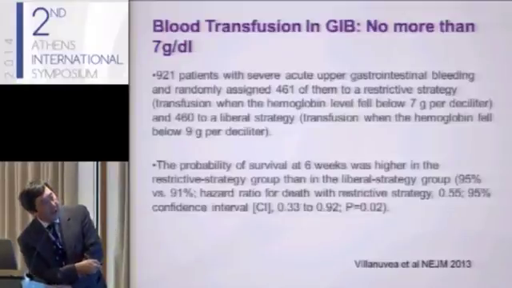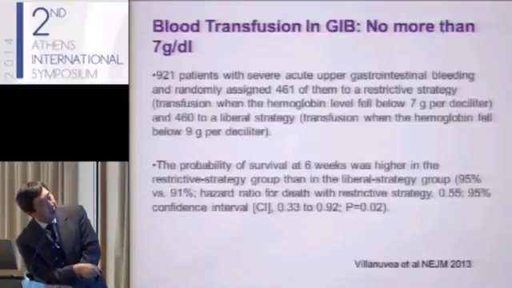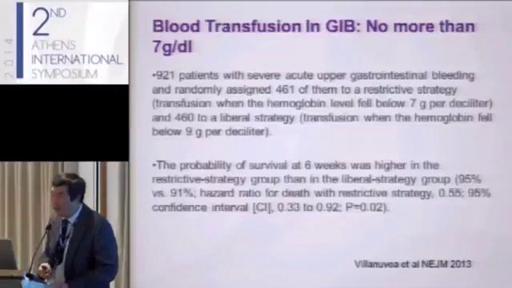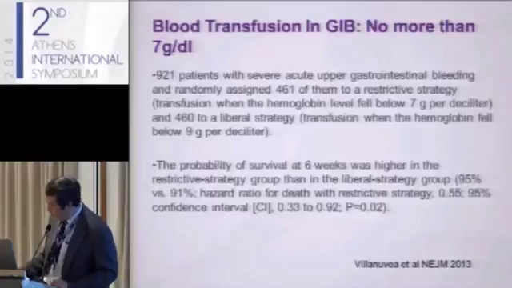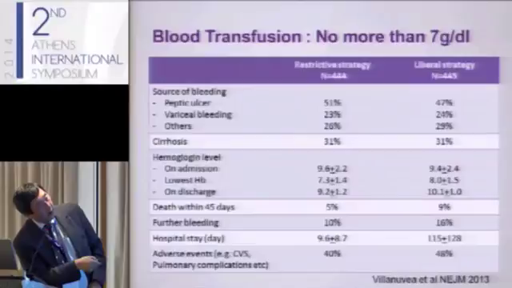And they looked at the outcome of these two groups of patients, restrictive versus liberal strategy for blood transfusion. And they found that if you follow these patients for up to 6 weeks, the restrictive strategy actually fared better than the liberal strategy in terms of death. The mortality was lower in the restrictive group compared to the liberal transfusion group. That means more transfusion does not necessarily do any good to the patient. Here, the result is put into a table.